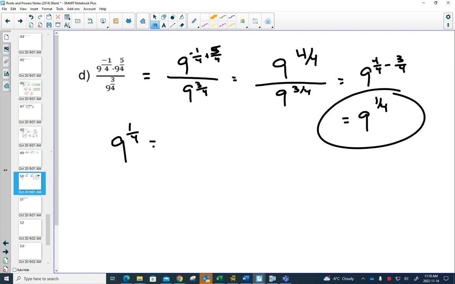See, here's a challenge question for you. Can you prove to me that 9 to the 1 quarter is equal to 3 to the 1 half? Why are those the same? Why is the 4th root of 9 the same as the square root of 3? And these are the mental math things that if you play around with, you will remember your rules and you'll figure them out. Okay? I'm going to just leave that. You see if you can figure out why they're the same.